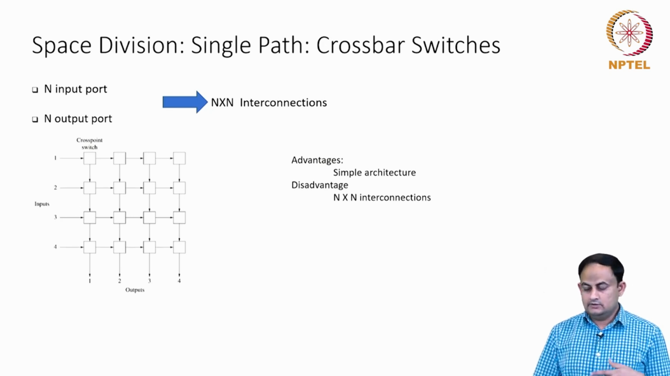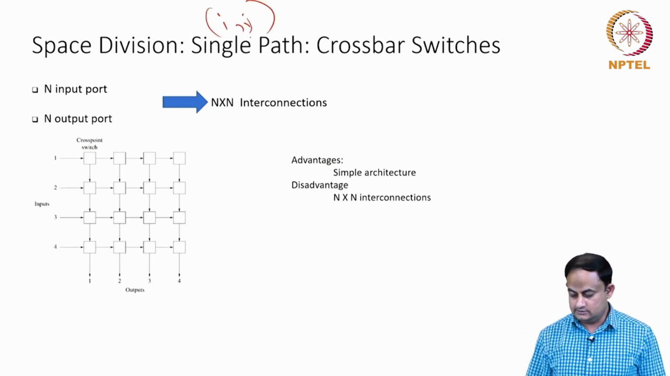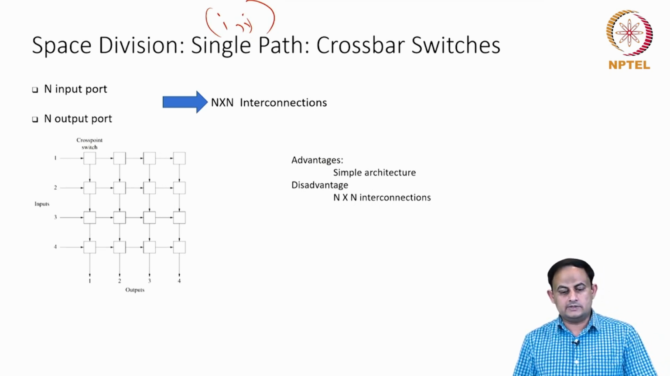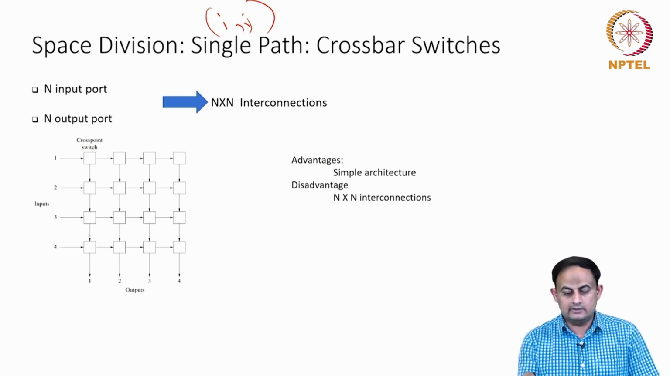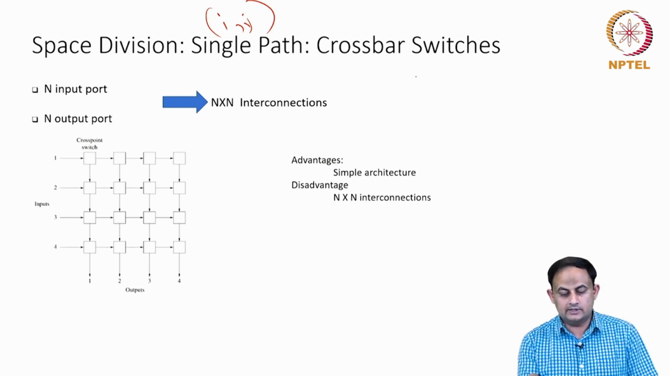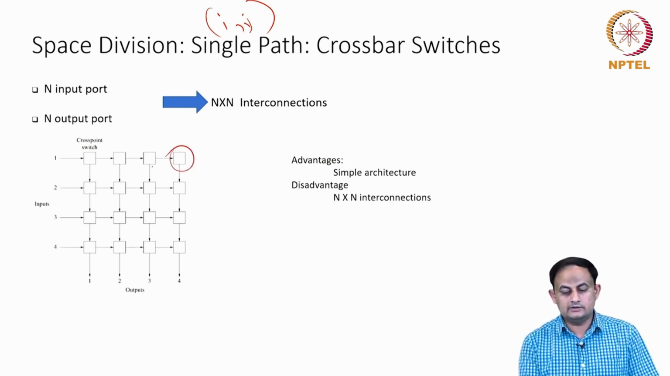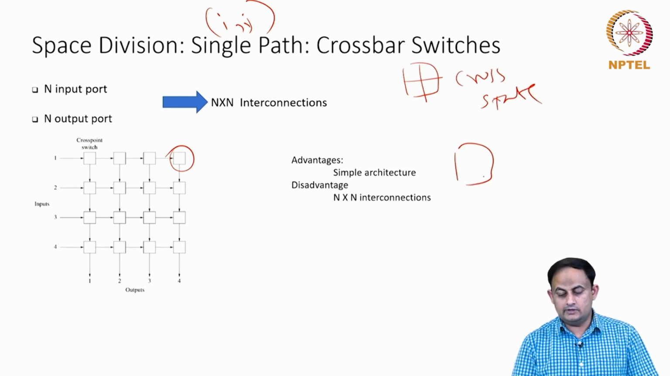So single path means from the ith input port to the jth output port, a single path exists. Here is an example of that kind of switch design, called the crossbar switch. The name of the switch fabric, crossbar, comes from the two different states in which these elements, called connection elements, can be. In one case it can be in the cross state, and the other one can be in the bar state.